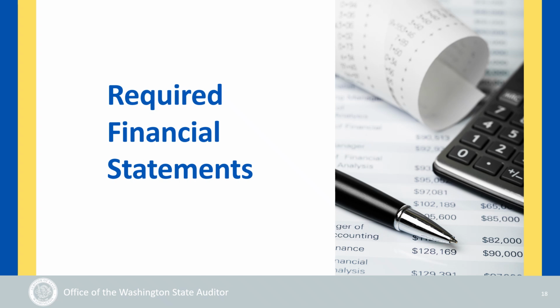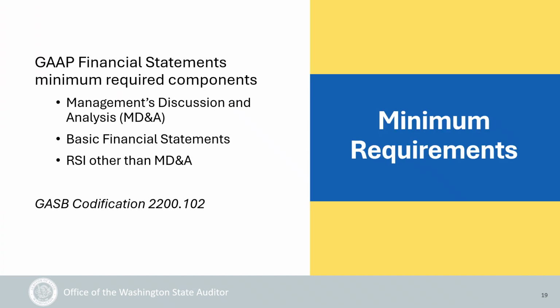All right, now that you have the acronyms and the resources, let's get started. First, let's discuss the required financial statements. In this section, we're going to talk about the minimum reporting requirements for GAAP financials. The minimum requirements for GAAP financial statements include the following.